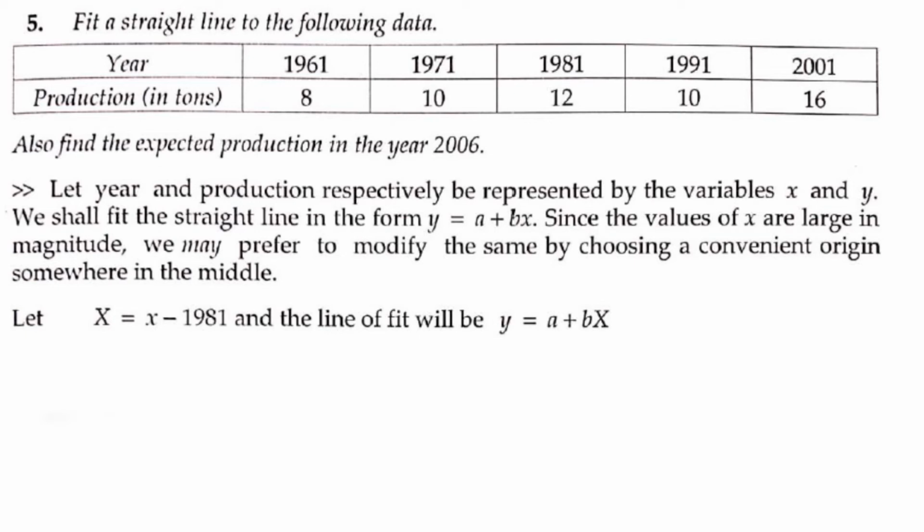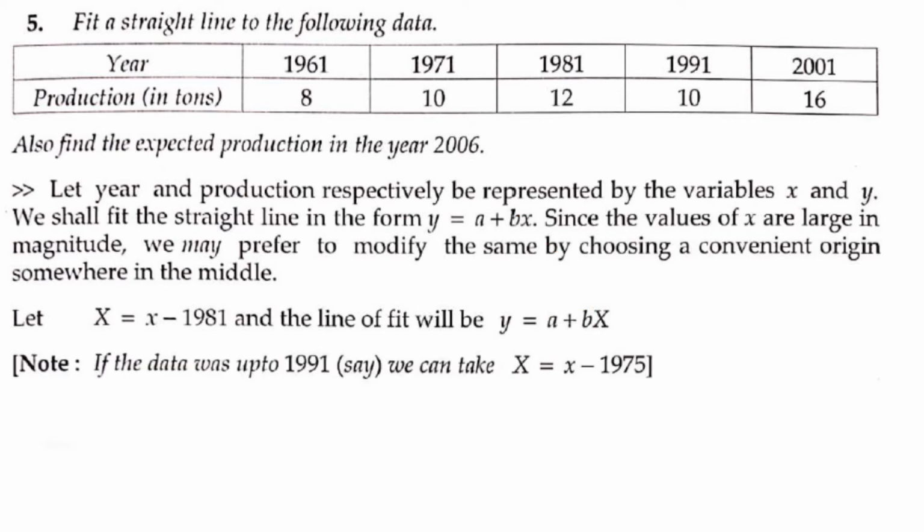After that, since we have changed our small x to capital X, we need to write capital X in the place of small x for now. Later we will substitute capital X back by small x minus 1981 after finding the values of a and b. Now let us go further.